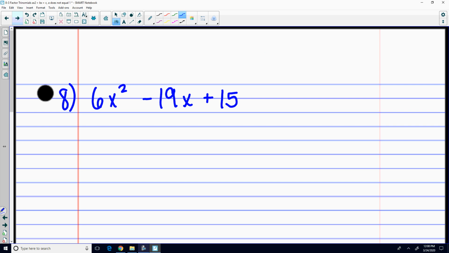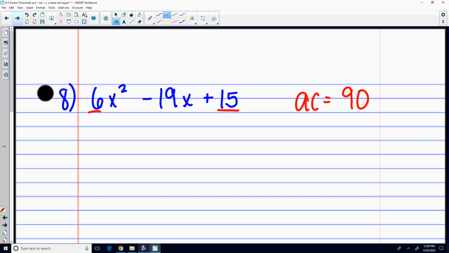It's in order, squared term, regular term, no variable. So I've got that going for me. I've got a 6 and a 15. Now that is a little bigger than we've been doing so far. So I've got to multiply 6 times 15. If you know it off the top of your head, great. If you don't, it's 90. 6 and 15 is 90. Now they're both positive. Okay, so it's positive 90.